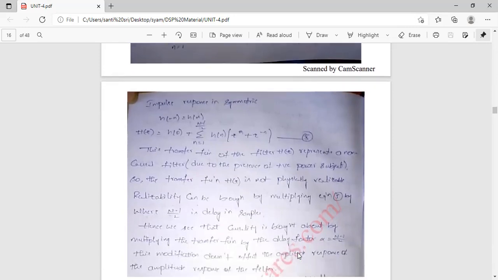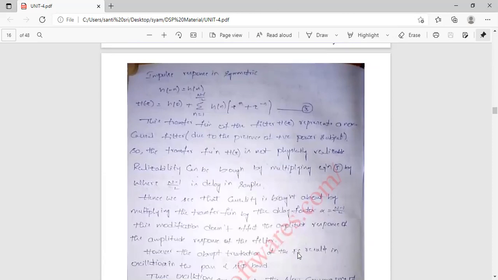Hence, causality is brought about by multiplying the transfer function by the delay factor. So multiplying equation number 5 by the delay factor, with alpha equal to (N minus 1) by 2, the causality condition will exist. This modification doesn't affect the amplitude response of the filter.